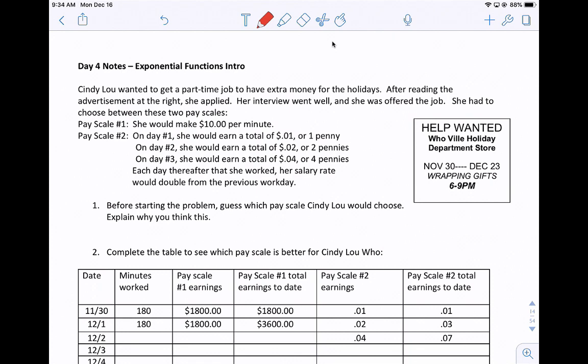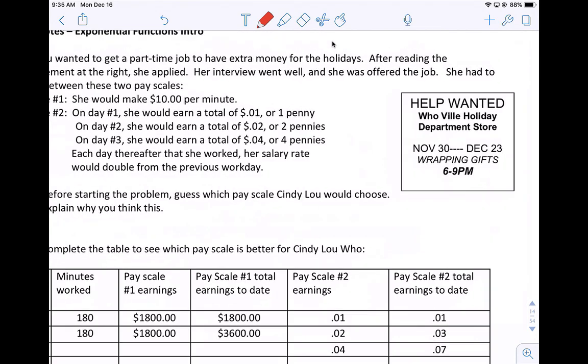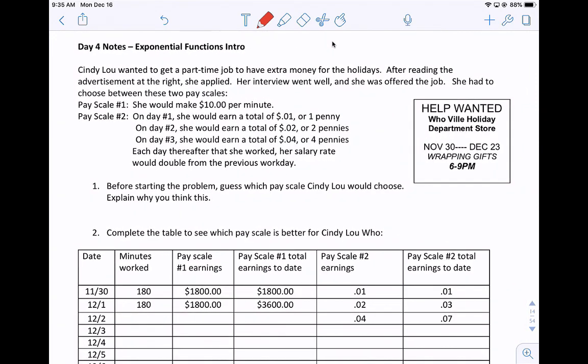Pay scale number 2, on day 1, she would earn a penny. On day 2, she would earn 2 pennies. On day 3, she would earn 4 pennies, and each day thereafter she worked, her salary rate would double from the previous workday. Here's the ad that she saw. Before starting this problem, guess which pay scale Cindy Lou would choose. Explain why you think this.